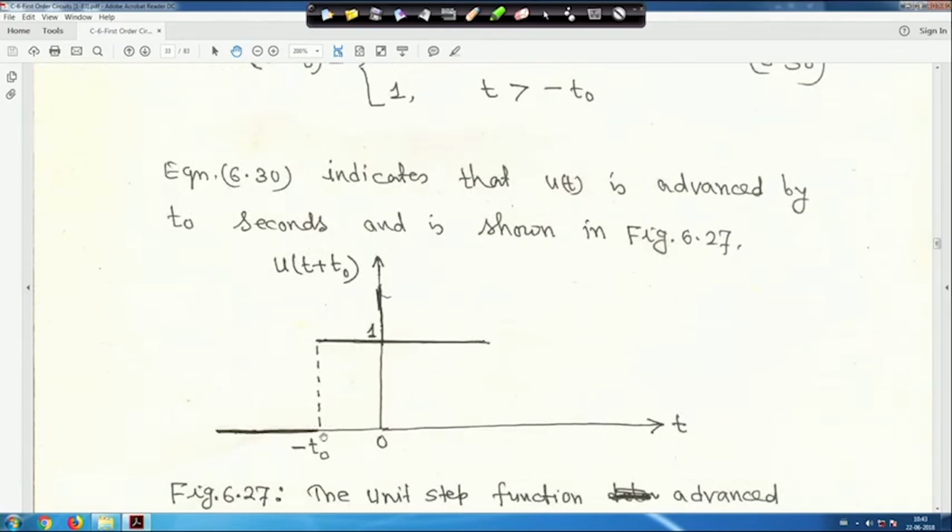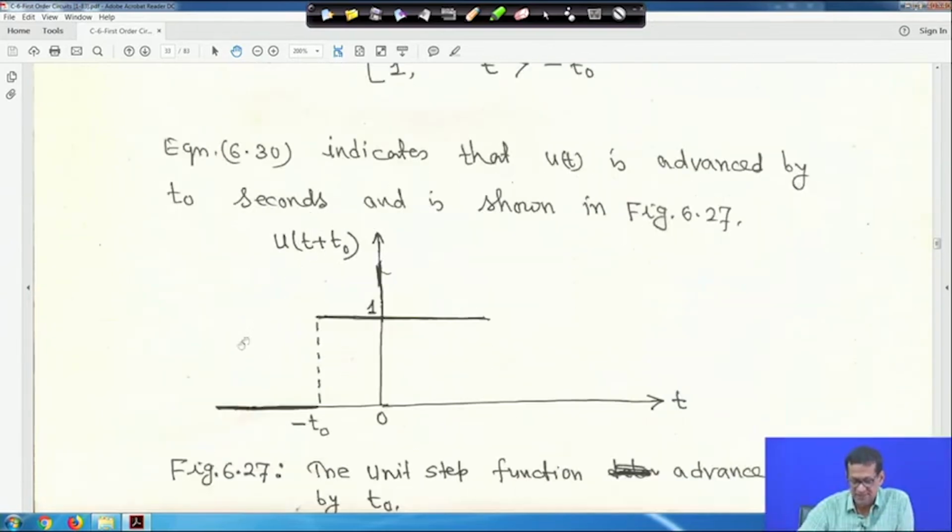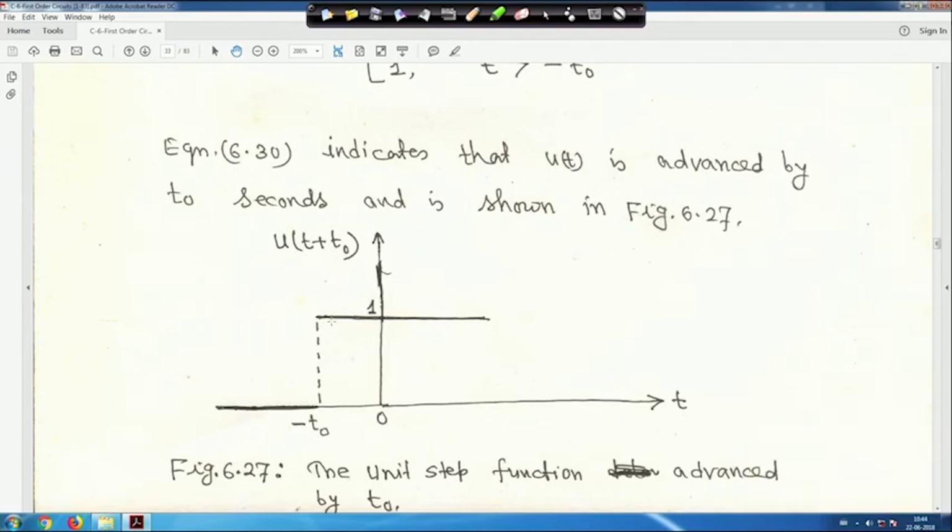So, it is advanced. This is minus t0, and this is 1, and this is the thick line. For less than minus t0 it is 0, and this is the thick line, and this is greater than minus t0. This is u(t plus t0).